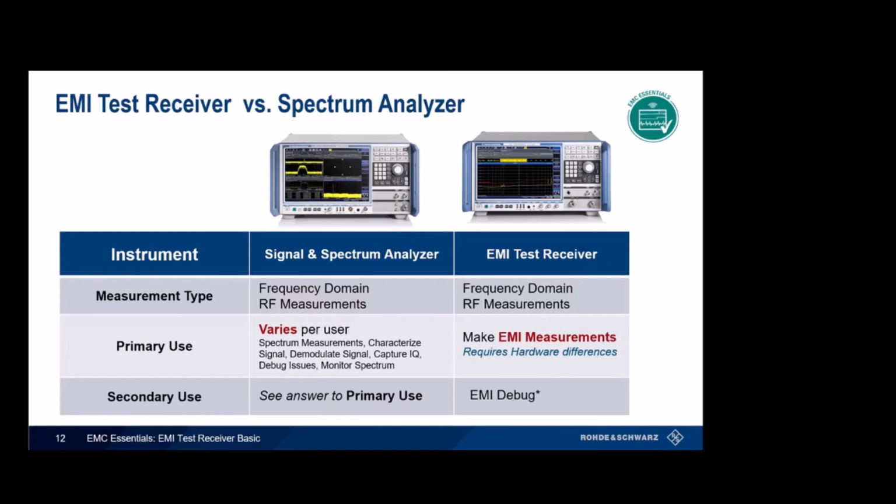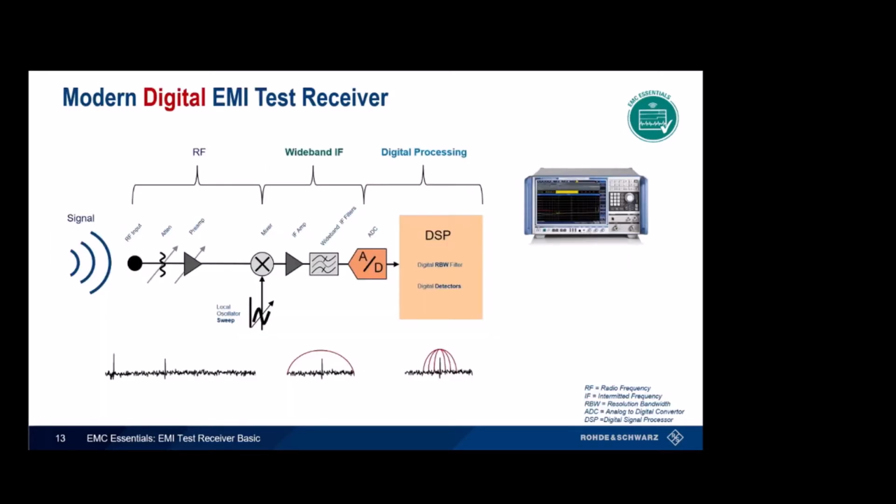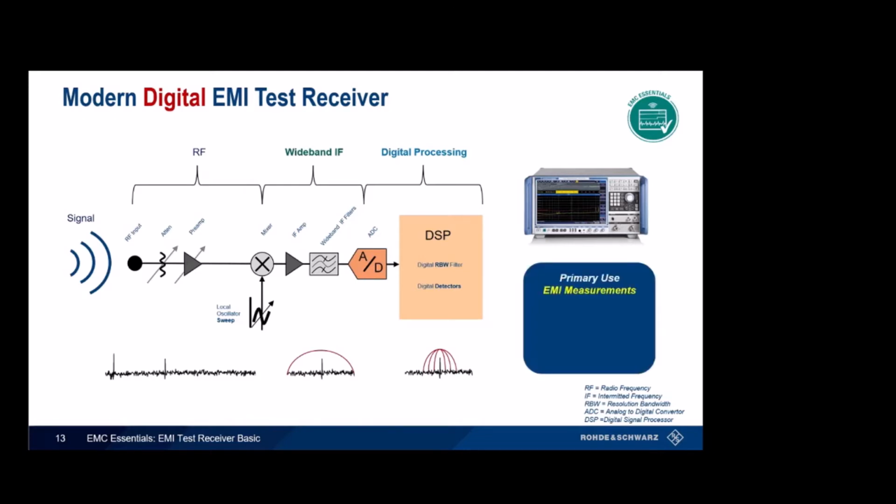Knowing that the EMI test receiver is mostly used for EMI measurement, it makes sense to add dedicated hardware to make those EMI measurements. From the last slide, we know the primary use of EMI test receiver is to make EMI measurements. We can simplify this to a statement that EMI testing is about measuring power consistently to compare to a limit. Therefore, an EMI receiver's goal is to make measurements more consistently.